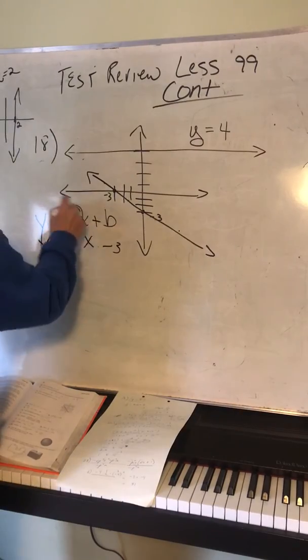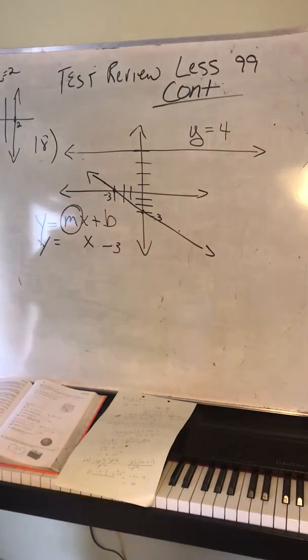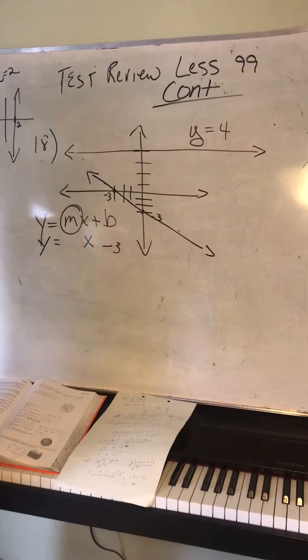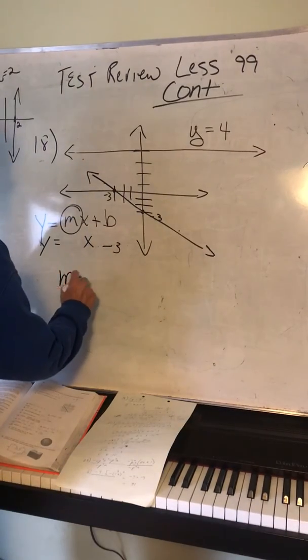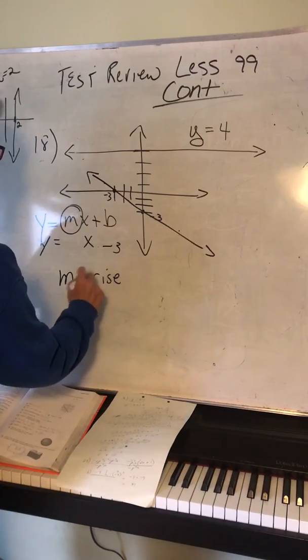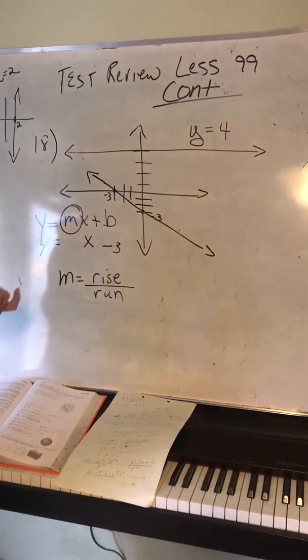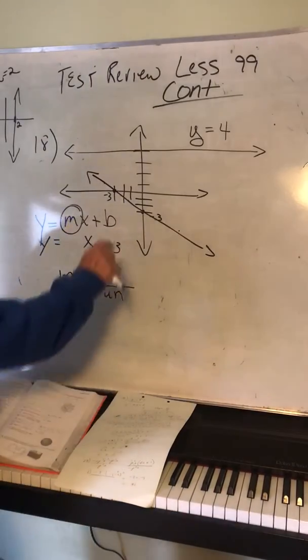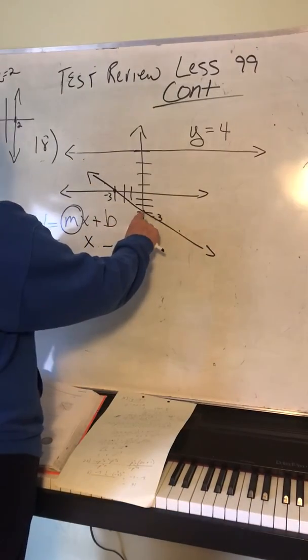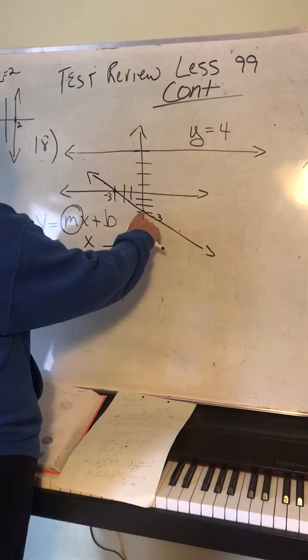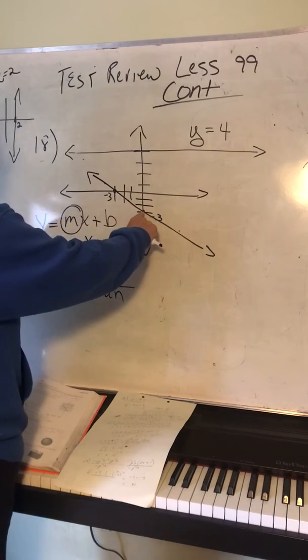We need the slope now. How do we get the slope? We do rise over run when we do slopes. Slopes are equal to rise over run. So we go to this line. We're kind of doing it backwards now, doing it the other way. We go to this line at the B, and we've got to determine the slope.